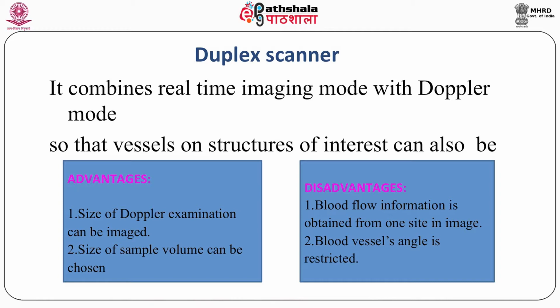Duplex Doppler is a single gated pulse wave Doppler. The advantage of duplex Doppler is that the site of Doppler examination cannot be missed because it combines the real-time ultrasound with the Doppler sound, and the size of the sample volume can be chosen. Beam vessel angle can be measured very accurately within 2 to 3 seconds. But the disadvantage of duplex Doppler is that here the beam angle may be restricted. Blood flow information is obtained from only one side in the image.